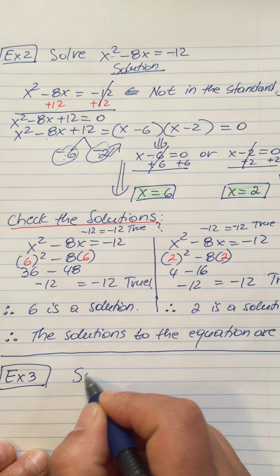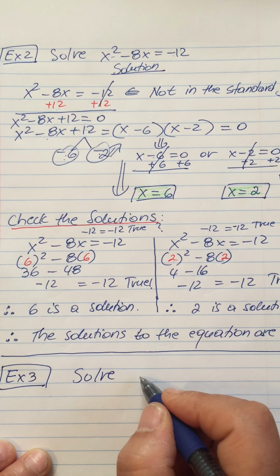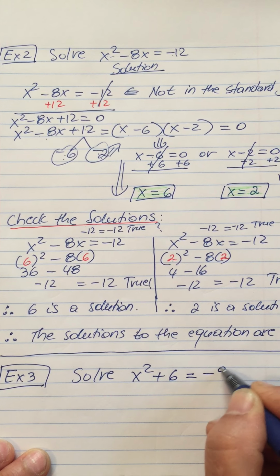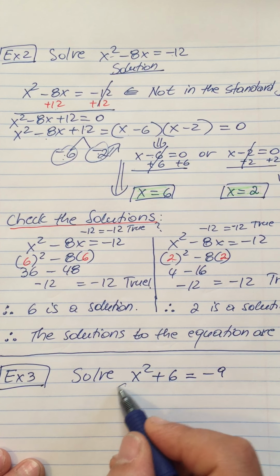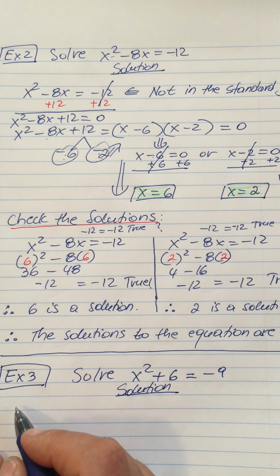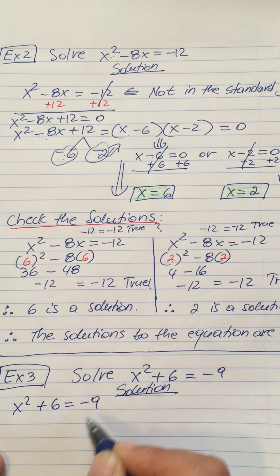So solve x squared plus 6 equal to negative 9. Okay, let me solve this. So I have x squared plus 6 equal to negative 9.